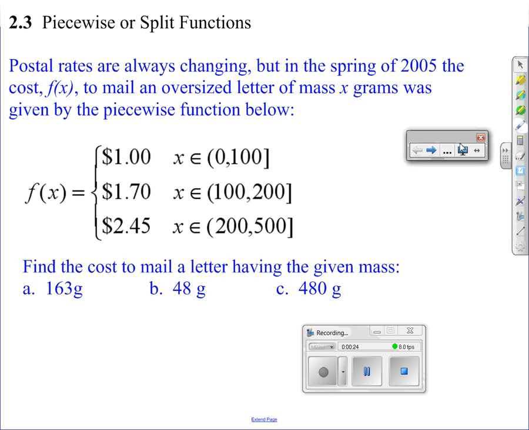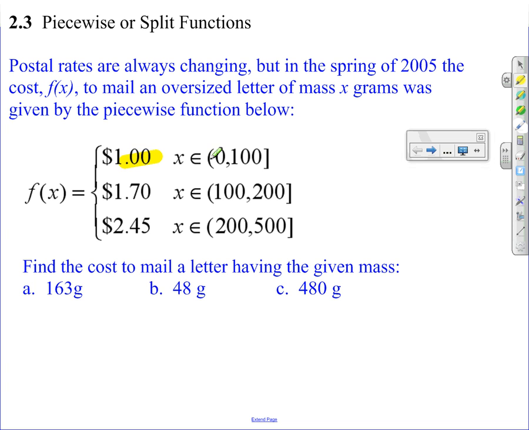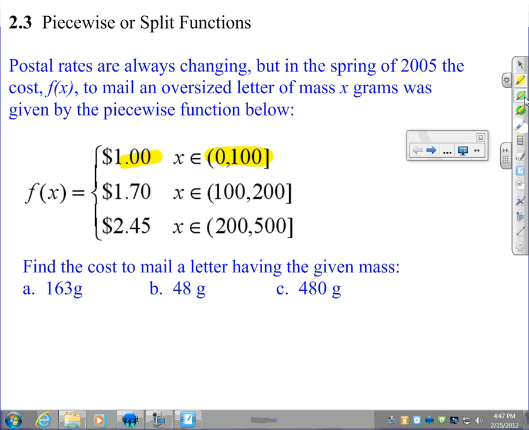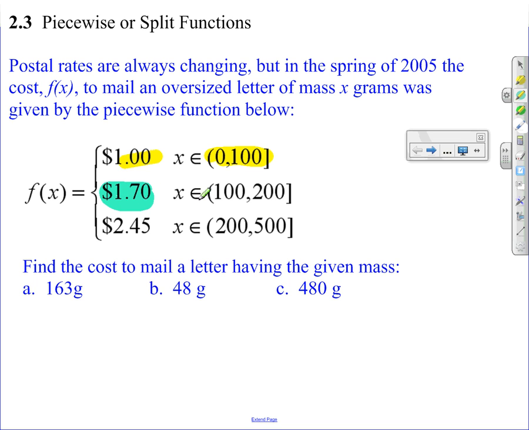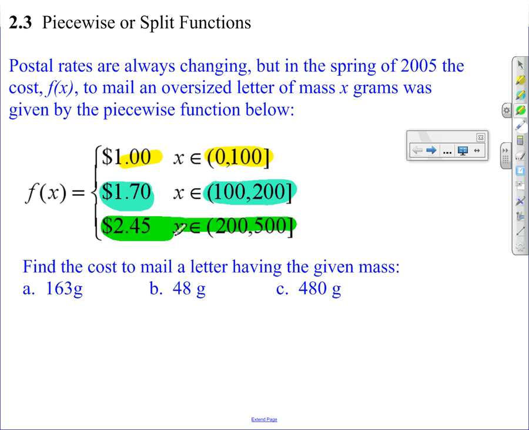So in this case, you can see that the value you're going to pay will be $1 if your mass is between 0 and 100 grams, and $1.70 if it's between 100 and 200, including 200. And the last option is if it's between 200 and 500. So you can anticipate that the cost of mailing something that's 163 would be in the second interval, so that would cost you $1.70. 48 grams would be $1 because it's between 0 and 100, and 480 would be $2.45.